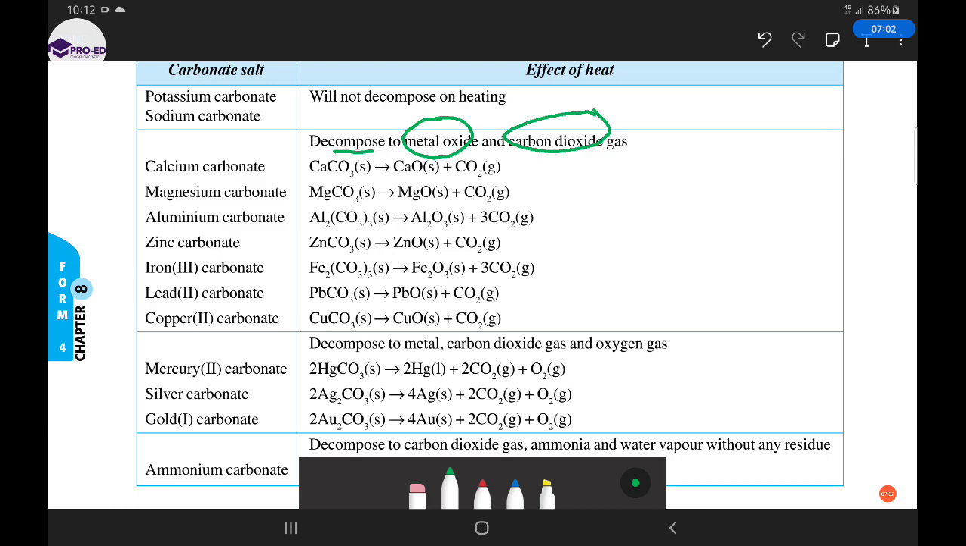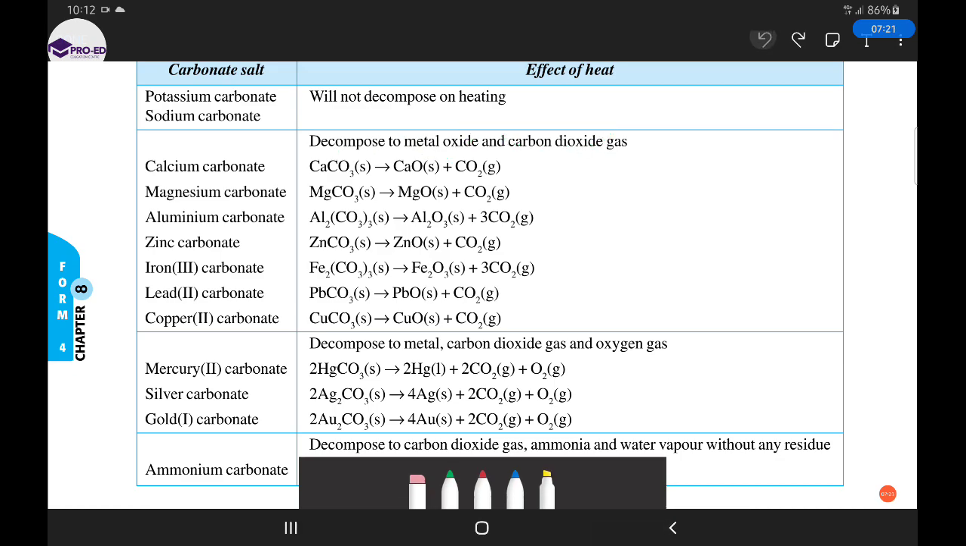See, that is it. So they will just decompose straight and form two products. One of it will be the metal oxide of whatever metal they originally have, and the side product is a gas, which is carbon dioxide. So the moment you see carbon dioxide, you know, okay, the original salt had to be a carbonate salt.